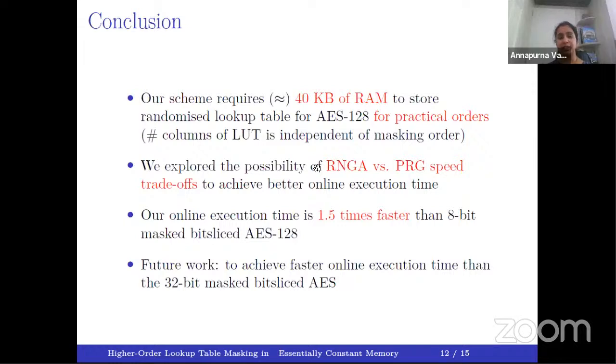And this is another interesting feature. We explored the TRNG versus PRG trade-off. Inbuilt, the lookup table based schemes have a pre-processing phase, so we can try the PRG for offline and a faster TRNG. If the device has a faster TRNG, we can also try the trade-offs to achieve a better online execution time. And we compare our results with the bit sliced AES. We are 1.5 times faster than the 8-bit bit sliced, and we are almost comparable to a 32-bit bit sliced implementation. So that may be the possible future work we would like to explore.